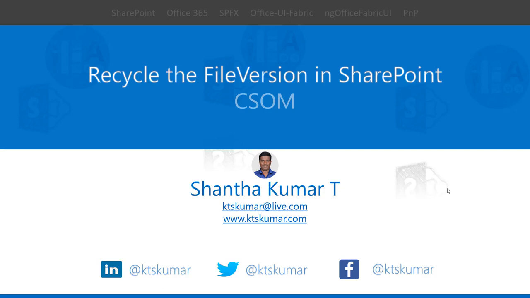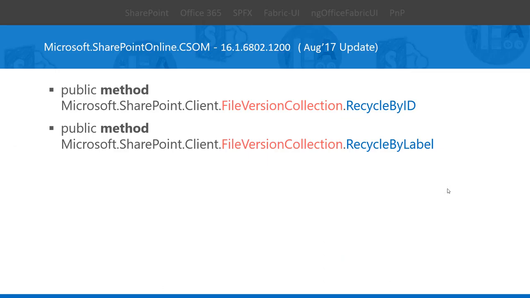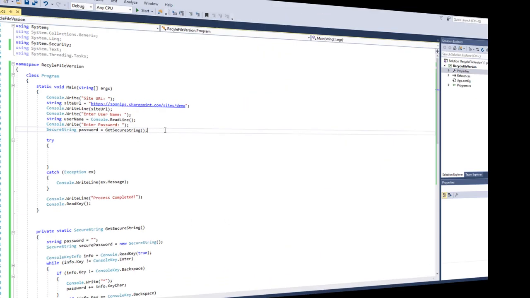If you want to restrict users from permanently deleting a file version, we can use two newly added methods from the microsoft.sharepointonline.csom package in CSOM projects: FileVersionCollection.recycleByID and FileVersionCollection.recycleByLabel. These methods move the deleted file version to the recycle bin instead of permanently deleting it. For example, if a user accidentally deletes a file version using these methods, we can easily get it back from the recycle bin. Let's move on to the demo.